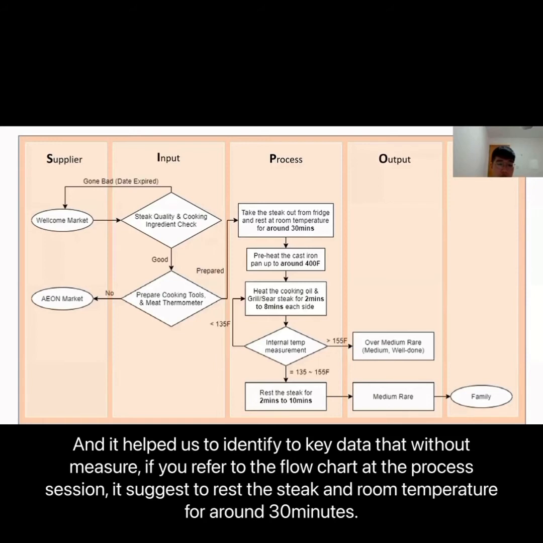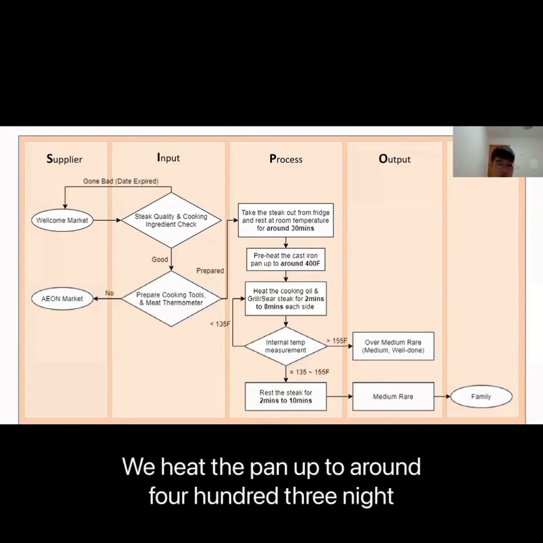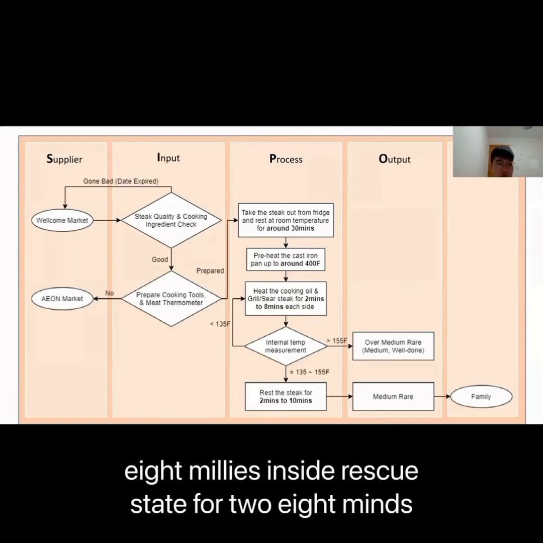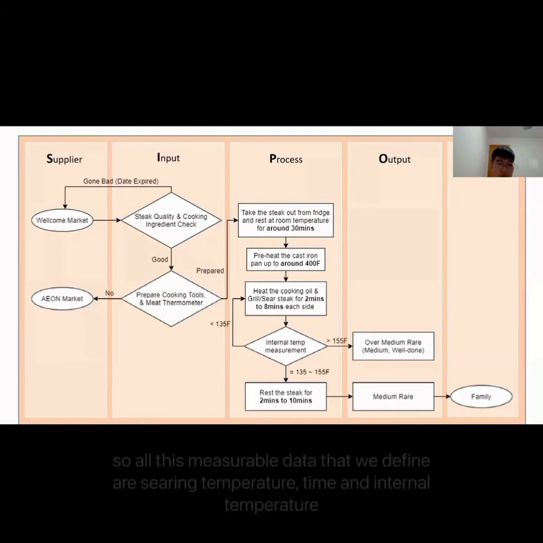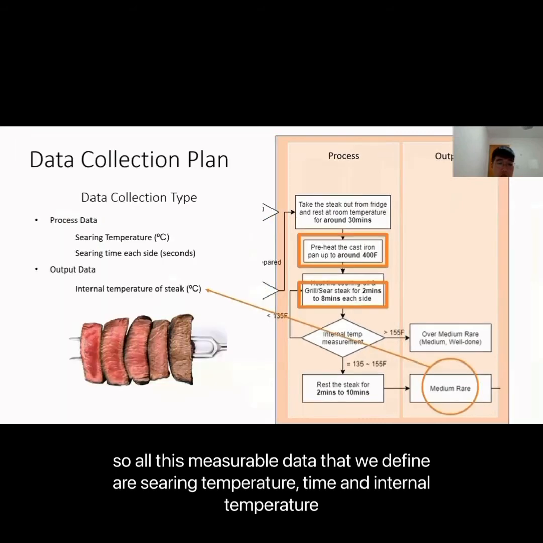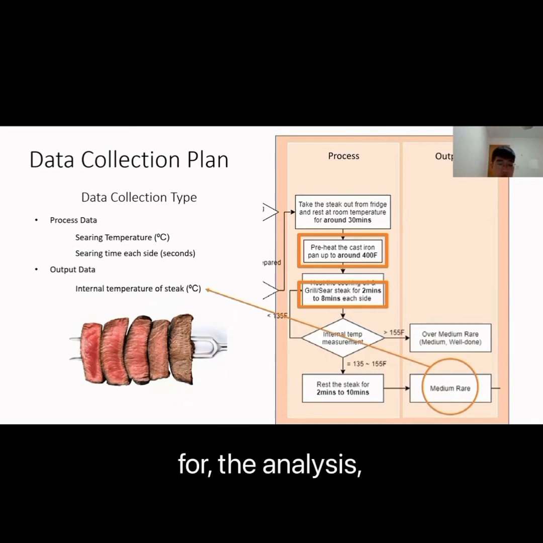If we refer to the flowchart in the process section, it suggests resting the steak at room temperature for around 30 minutes before cooking, preheating the pan to around 400 Fahrenheit, searing 2 to 8 minutes each side, and resting your steak for 2 to 8 minutes. So the measurable data we defined are searing temperature, time, and internal temperature. Then we started to plan how we are going to measure them for further analysis.